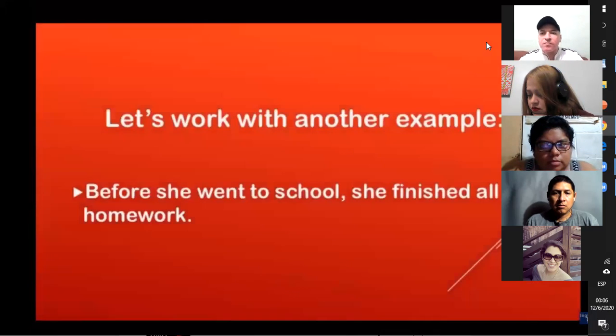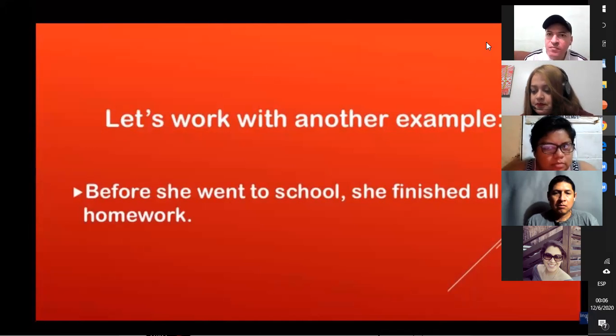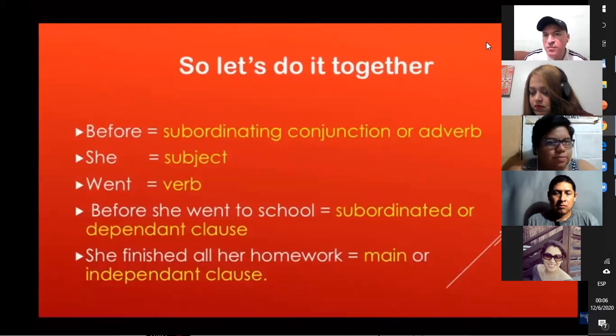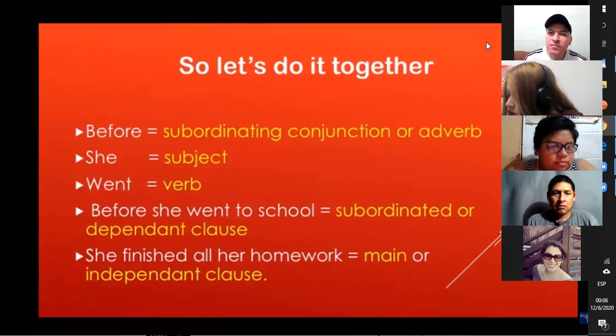Let's work with another example. Before she went to school, she finished all her homework. I will give you a couple of minutes to break down this sentence. Try to do as we did on our previous example. So let's do it together. Before, subordinating conjunction or adverb. She, the subject. Went, the verb. Before she went to school is a subordinated or dependent clause. And she finished all her homework is a main or independent clause. Excellent. Well done.